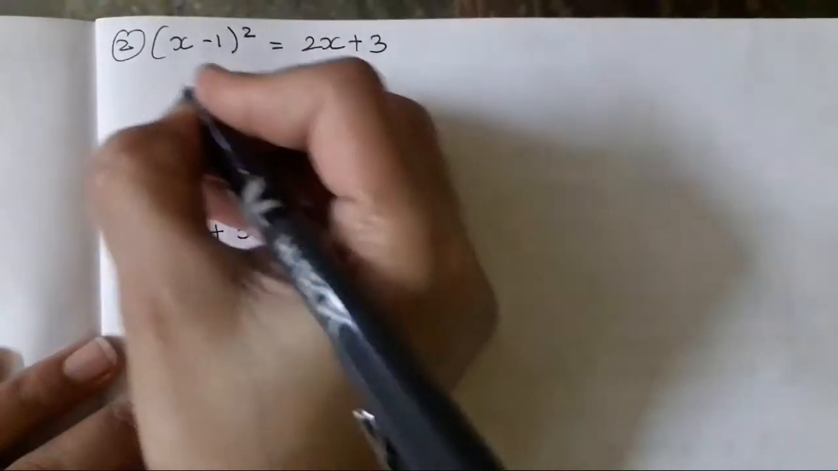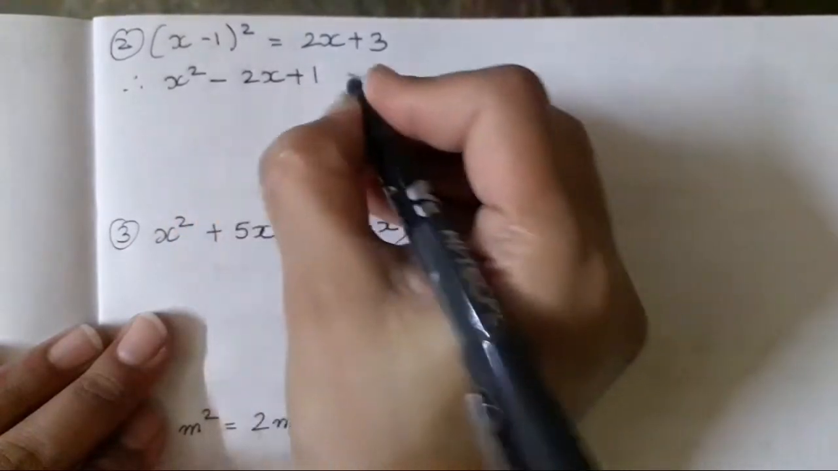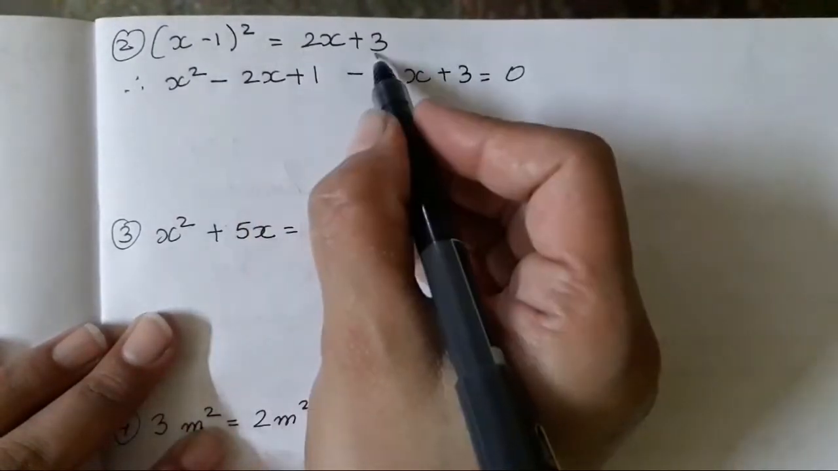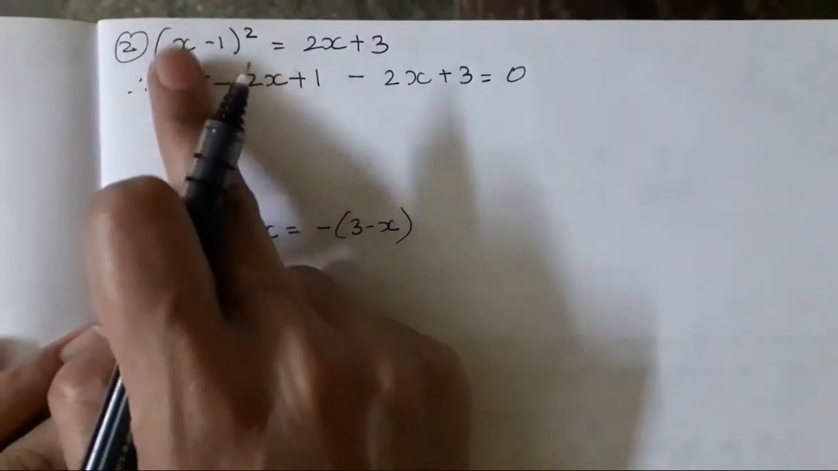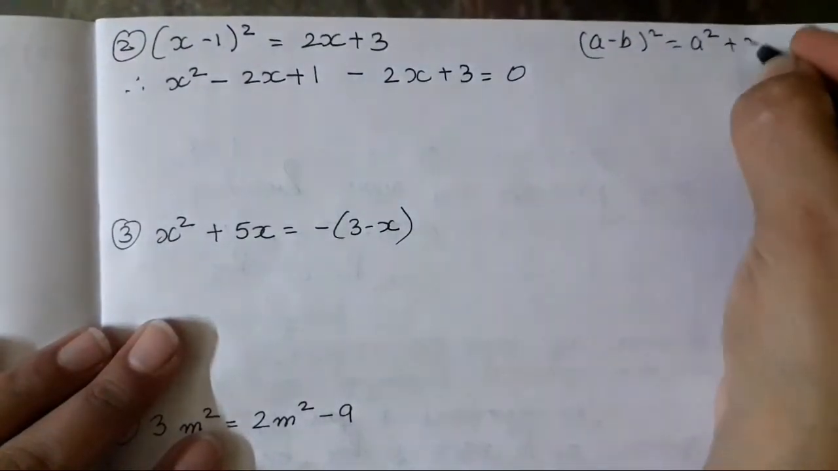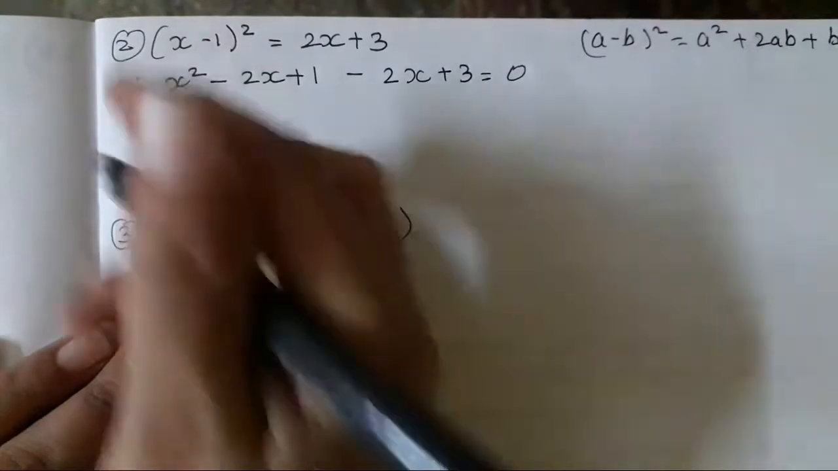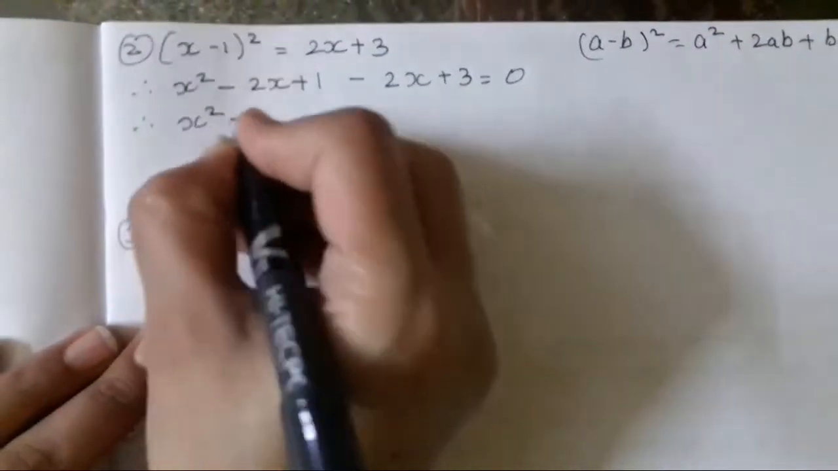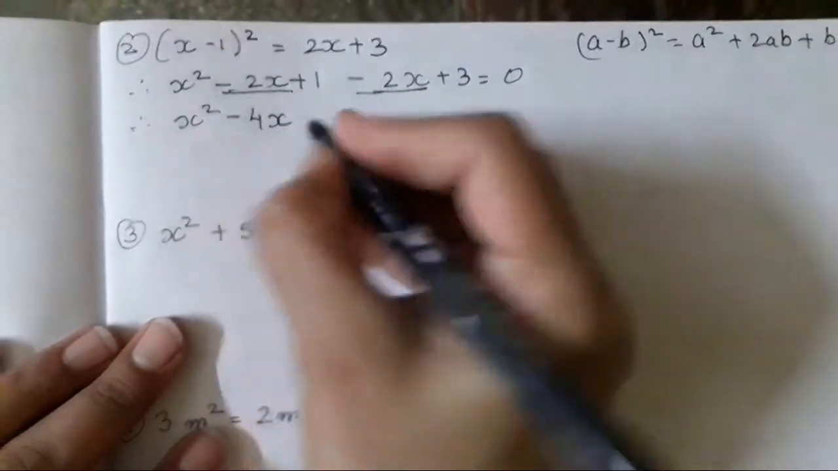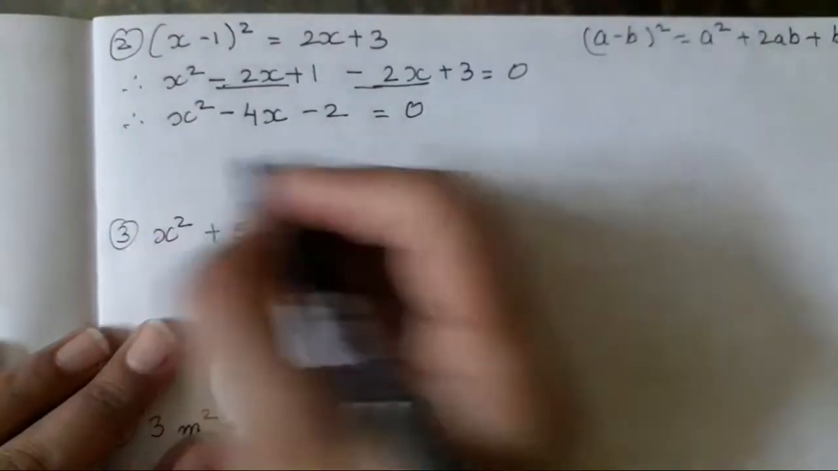Second sum. This is the question. Therefore, x square minus 2x plus 1 minus 2x. I will shift all these to the left hand side. All these numbers I have shifted to the left hand side. This I have expanded. Okay, the formula (a minus b) whole square is equal to a square minus 2ab plus b square. So this is the expansion of this formula. I have already written. Therefore, x square minus 4x, this is going to be 4x minus 2 is equal to 0. Okay, your standard form is ready.